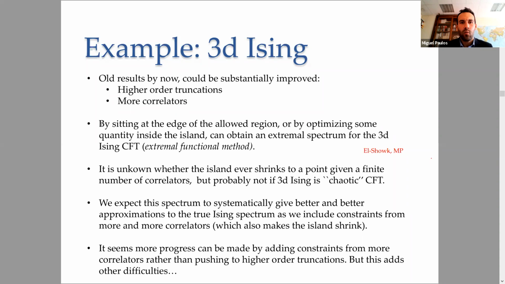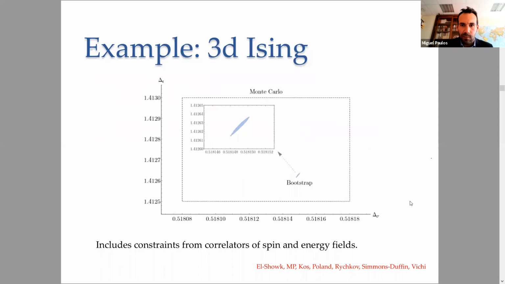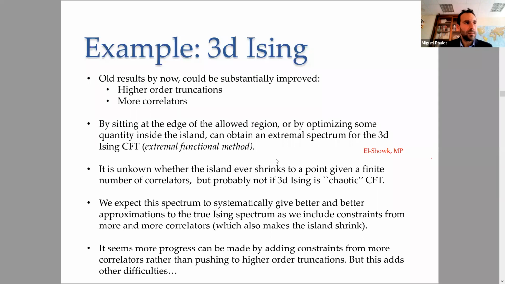The other remark is that if you sit at the edge of the allowed region, where you can just barely find the functional, or otherwise, if you're inside the island, you can also optimize, you can maximize some OPE coefficient or something. It turns out that it's possible to find a full solution to crossing. Meaning that you know not just these coefficients, but you also know the CFT data that goes inside the correlator. This is an approximate set of data that will solve these truncated equations. As you increase the size of the truncation, this CFT data seems to converge to something.